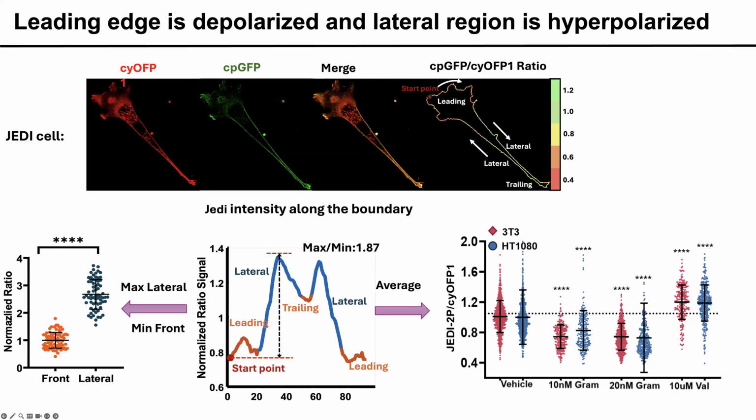And then if you add gramicidin, which punches a hole in the cell membrane, allowing all kinds of ions to go through, this depolarizes the cell, right? And we see these results with this ratiometric probe.